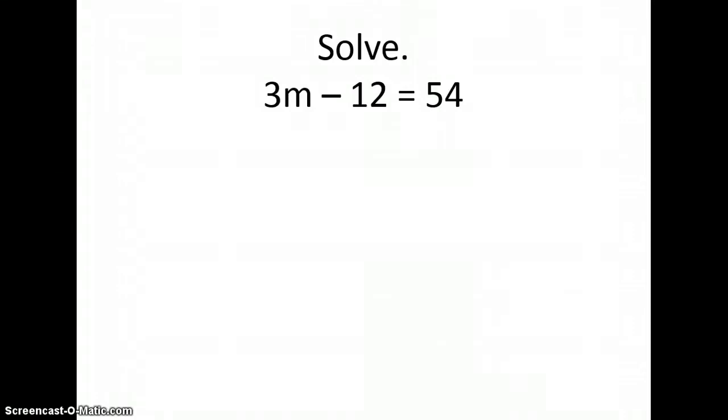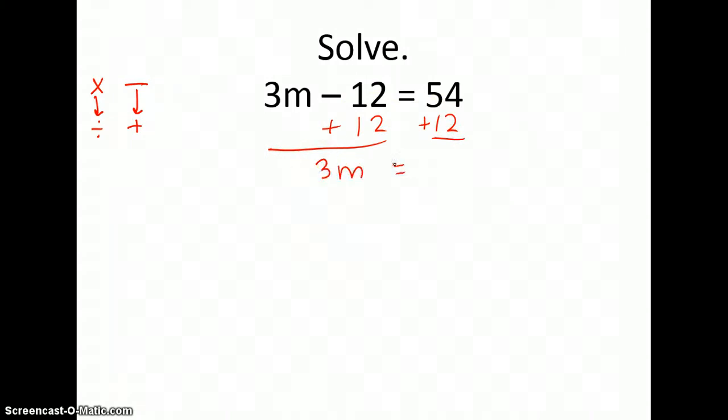In this equation, I have multiplication and subtraction. This means I'm going to have to add and divide in order to solve. And I'm going to add first because I'm using the opposite of the order of operations. And I'm going to do that to both sides because I have to keep a balance. So 54 plus 12 is 66. Now I divide both sides by 3, and I get m equals 33.